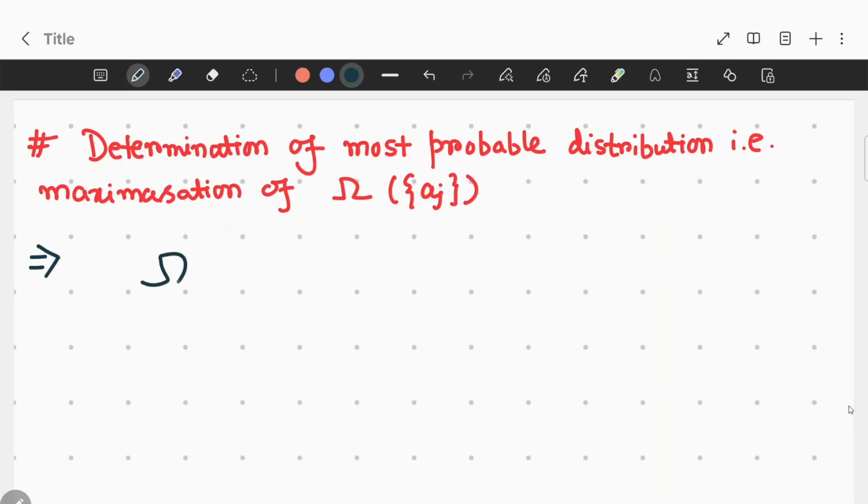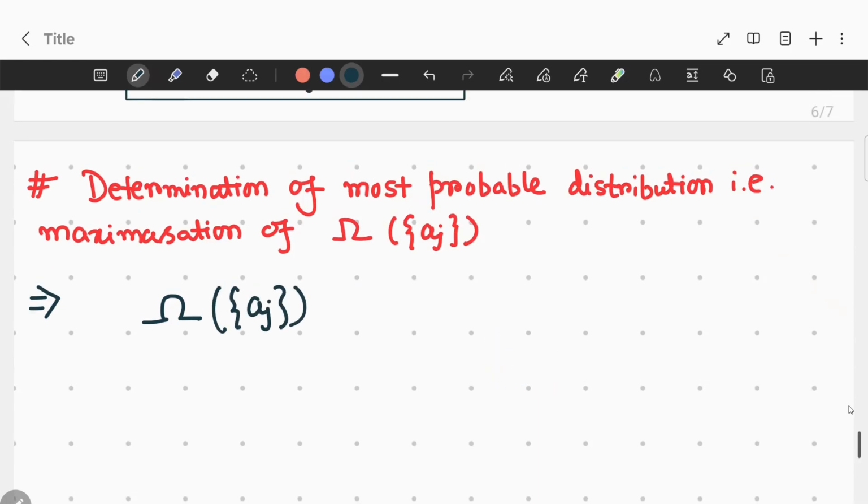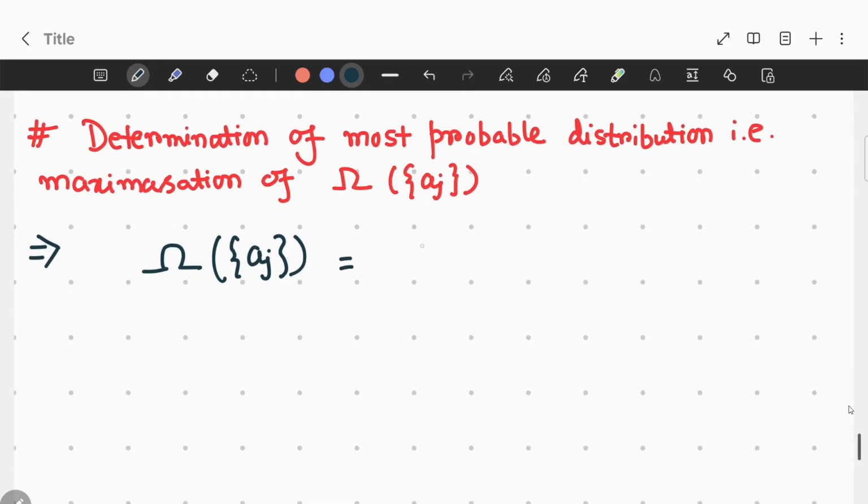Just remember, this was our omega. What does it mean? It is the number of ways of a particular distribution, correct? Last class we discussed in detail. So this is a distribution, and this is the number of ways by which you can get that distribution. Is it clear? And what was its formula? If you remember, it is the total number of microstates A factorial divided by this.